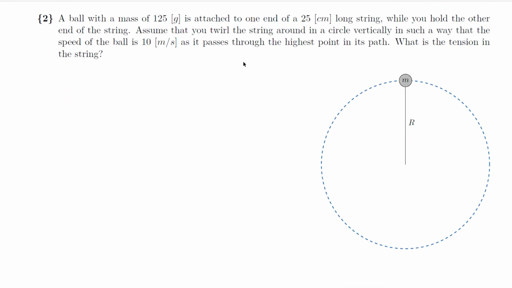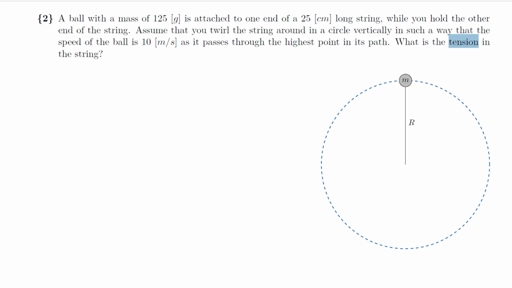Second one is a circular motion problem. So you have a ball with a mass of 0.125 grams. It's attached to one end of a 25 centimeter long string while you hold the other end of the string. Assume that you twirl the string around in a circle vertically in such a way that the speed of the ball is 10 meters per second as it passes through the highest point in its path. We're going to find the tension in the string.